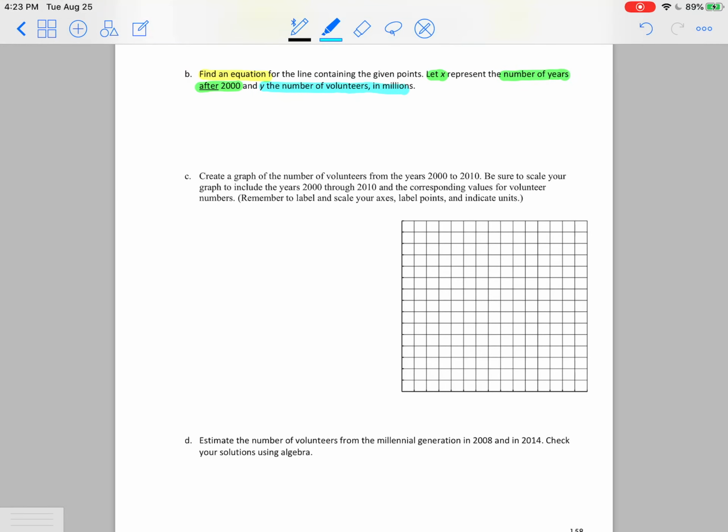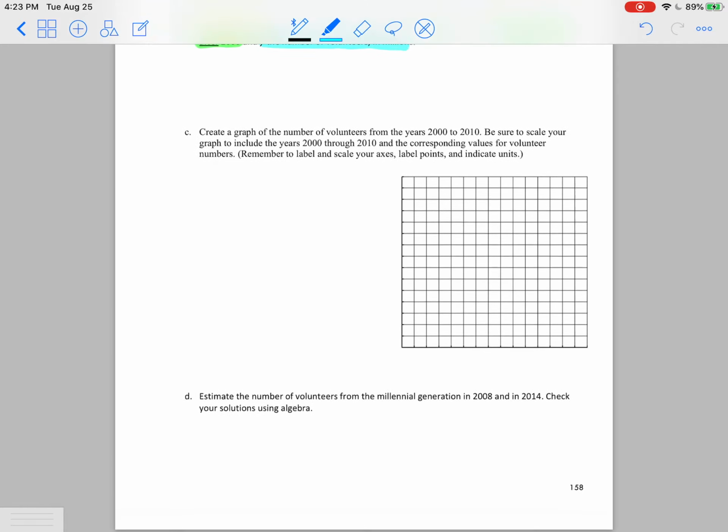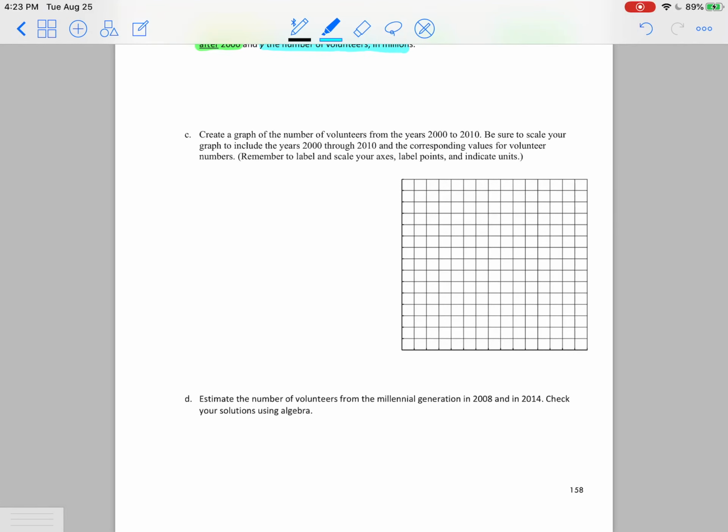And then down below in C, they're asking us to graph the number of volunteers from 2000 to 2010. They want to make sure we scale our graph, and we need to include all of our labels and label our points and all of that. And then down here in D, we're estimating the number of volunteers from the millennial generation in 2008 and 2014. Check your solutions using algebra.